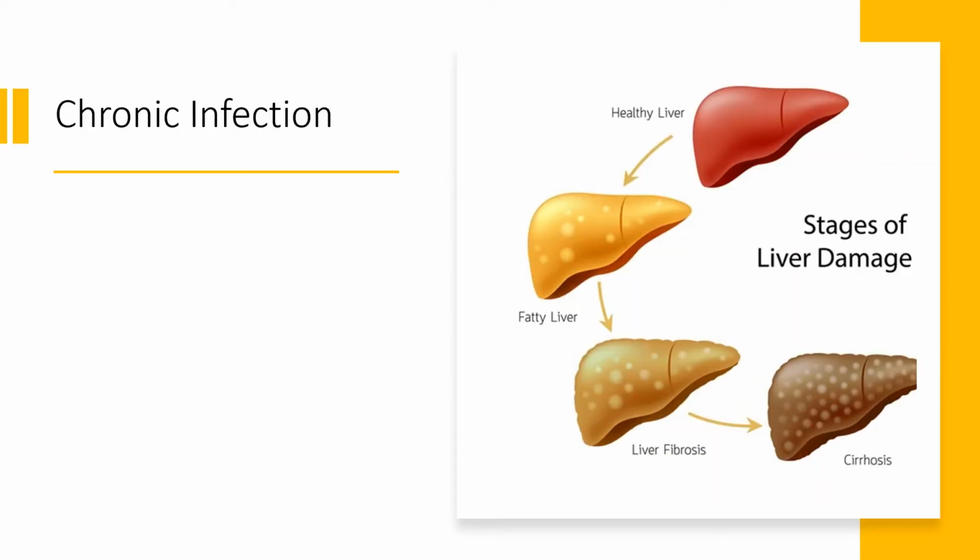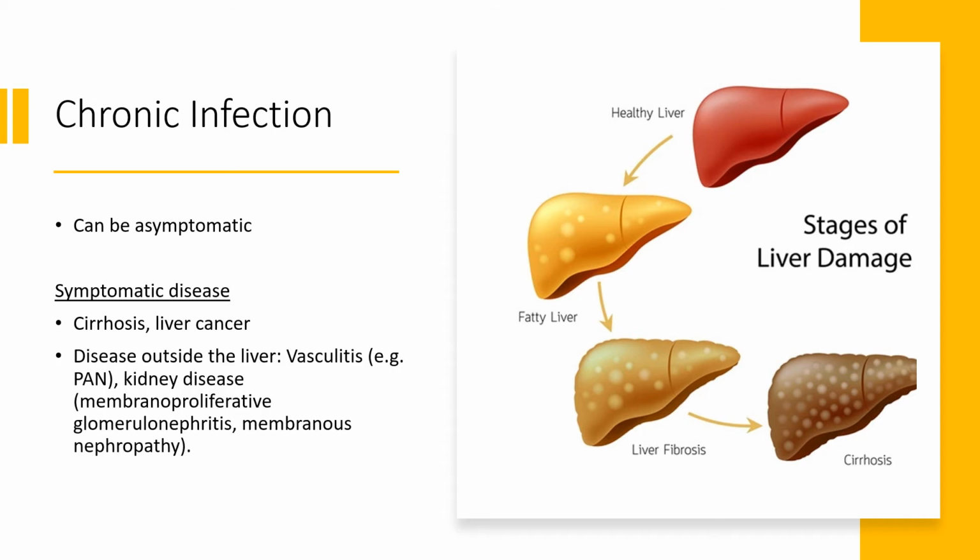Chronic infection also is often asymptomatic, so most people have no symptoms when they have chronic infection. But symptomatic disease can develop, particularly in the long run, in the form of cirrhosis and liver cancer. So a lot of these patients go on to develop end-stage liver disease.